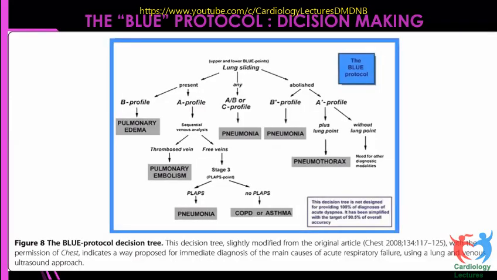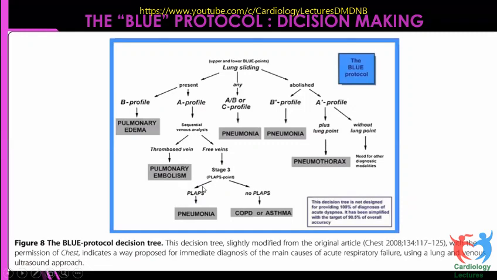So the decision making from the BLUE protocol. You have lung sliding, and the upper and lower blue points. If lung sliding is present and you have a B profile in the lung ultrasound, the diagnosis is pulmonary edema. If you have an A profile and lung sliding is present, it is a normal lung ultrasound. With a normal lung ultrasound, the patient can't have distress, so sequential venous analysis is needed. If you have thrombosed veins in the Doppler, the diagnosis is pulmonary embolism. If the veins are free, then you check the collapse point.